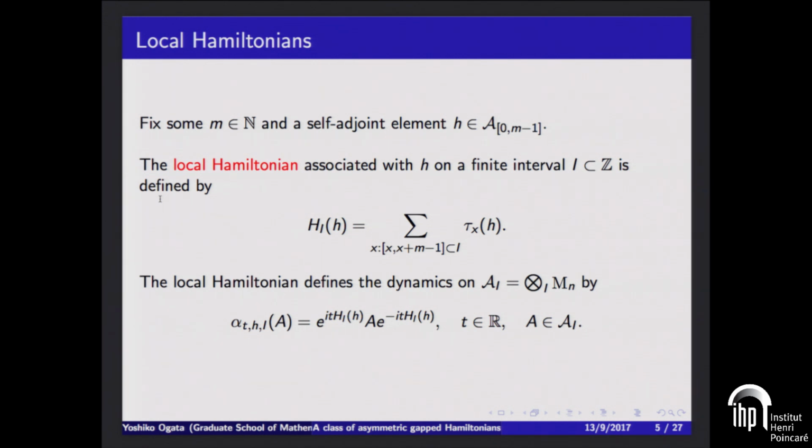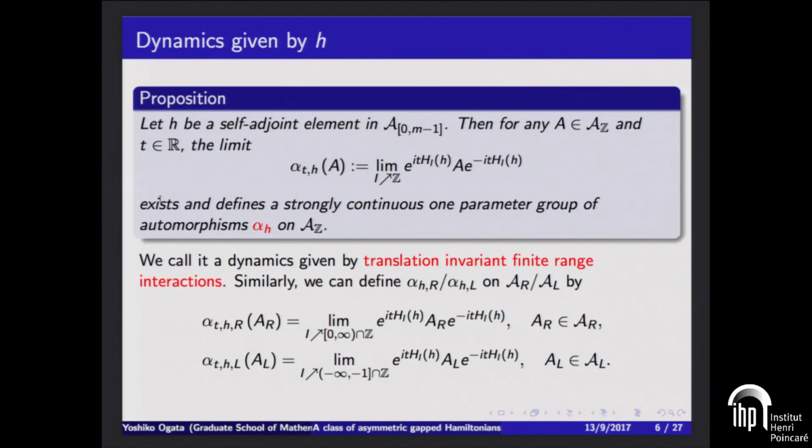I also would like to obtain dynamics on infinite intervals. So I will take the thermodynamic limit. So here it is. First, we consider the dynamics in the bulk. So let H be a self-adjoint element as before. And then for any A in the quantum spin chain, and any time t, this limit exists. So this was the dynamics in the finite interval in the previous slide, but I take the thermodynamic limit of this. And what is known here is that this kind of limit exists. It's not trivial, but it is well known that it exists. And it's defined as a strongly continuous one-parameter group of automorphisms alpha_H on the quantum spin chain.